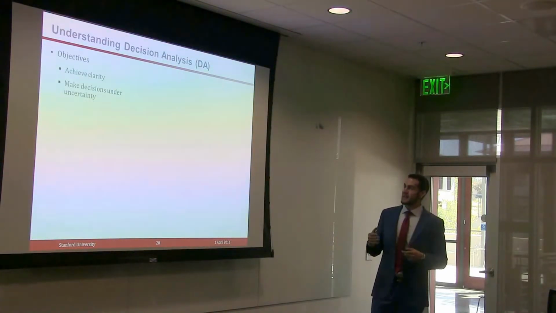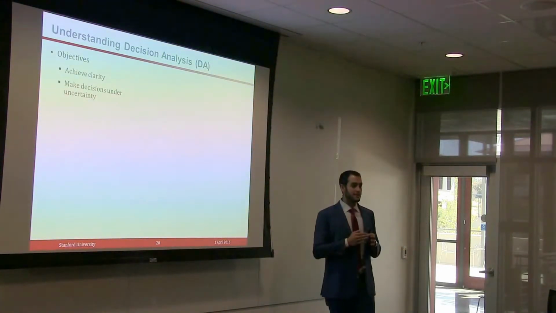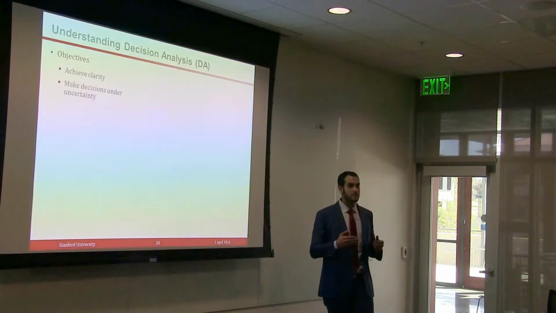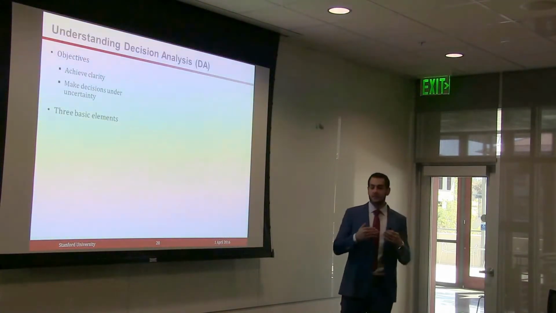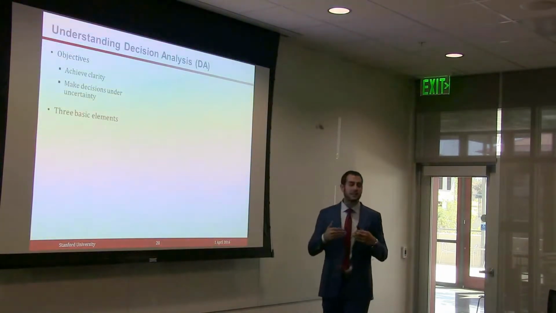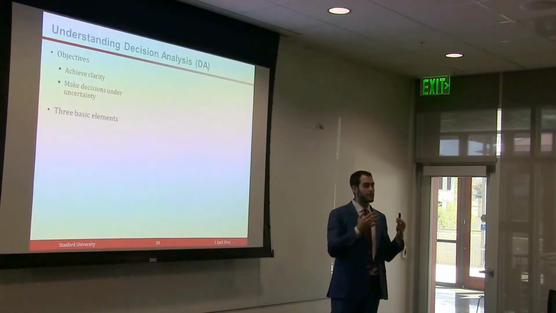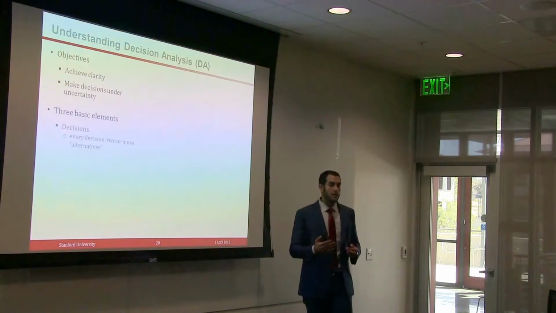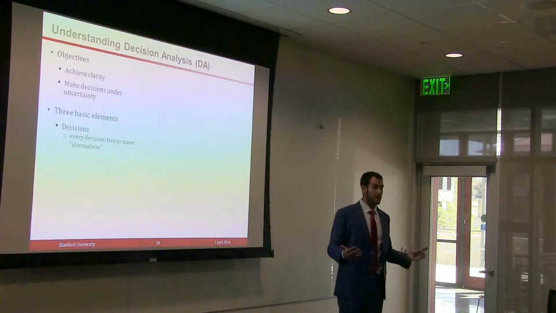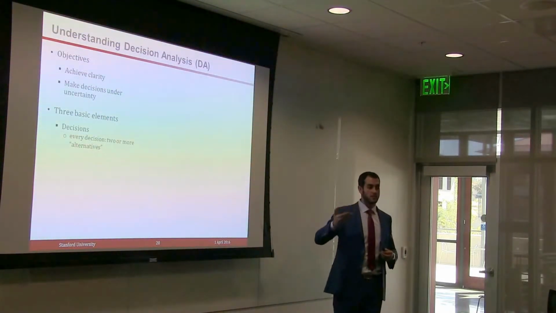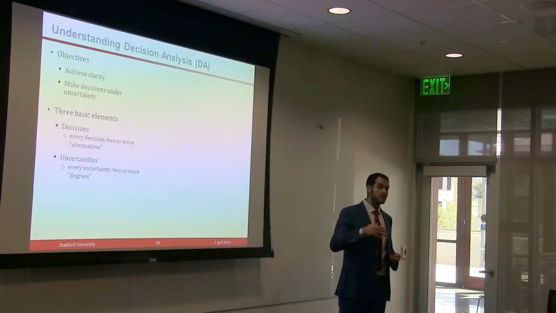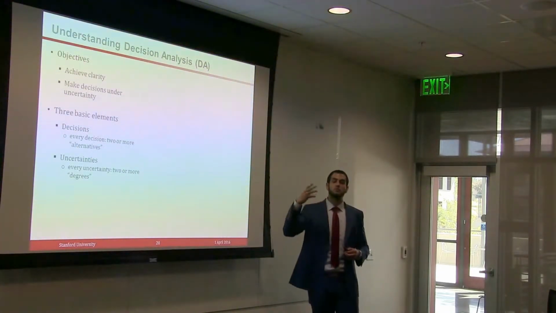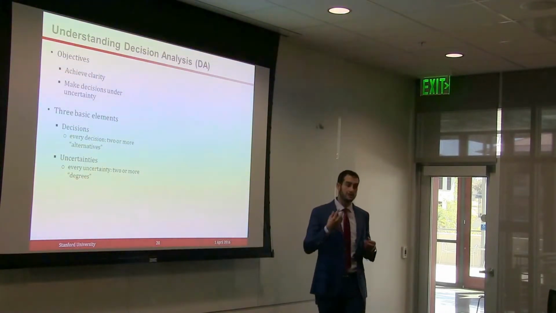So, understanding decision analysis. Decision analysis is simply a method that helps decision makers make decisions under uncertainty. And in every exercise of decision analytic modeling, we have to account for 3 basic elements. One is the decisions that I'm trying to make. And for every decision, I define a list of alternatives. Then the uncertainties that I face. And then for every uncertainty, I define a list of possible future realizations, which I call degrees.